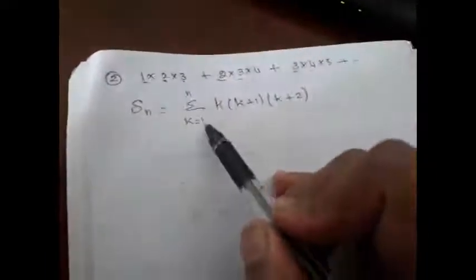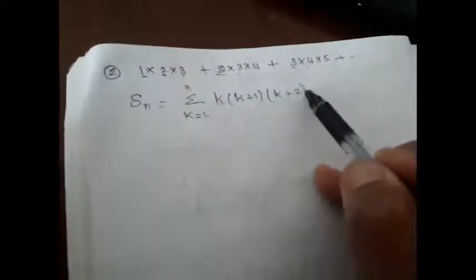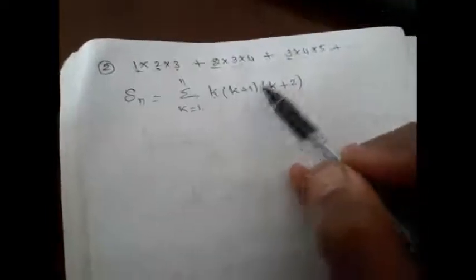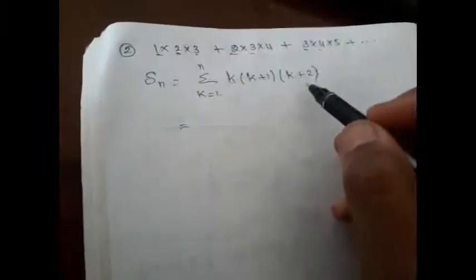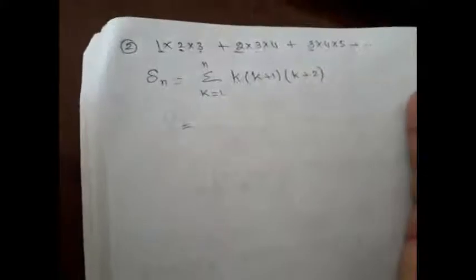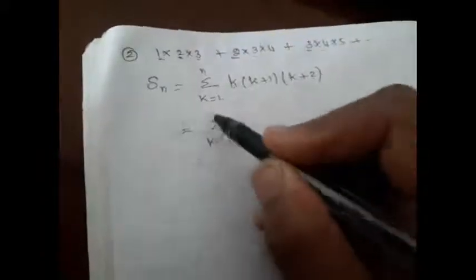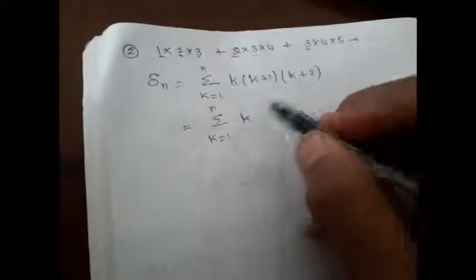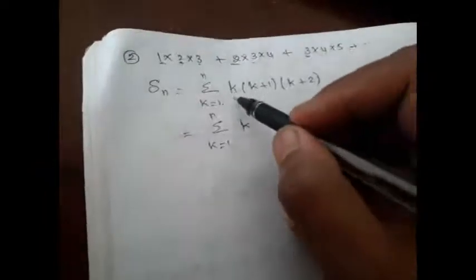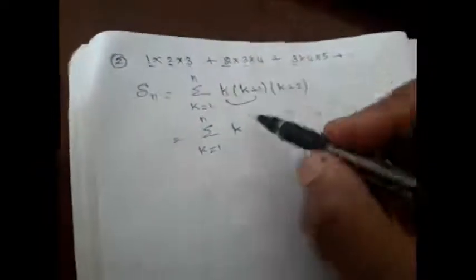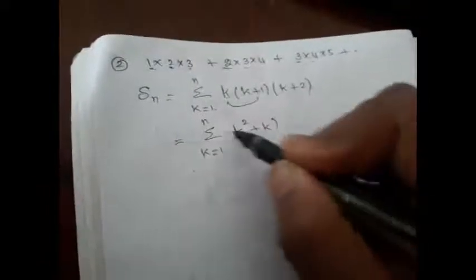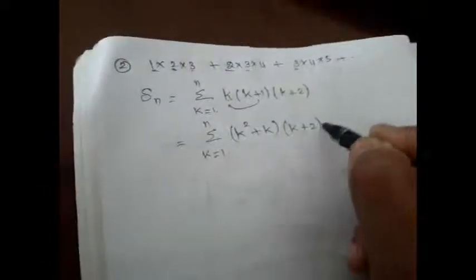Right? So if you put 1, you will get 1 into 2 into 3. If you put 2, you will get 2 into 3 into 4. Likewise it goes on. Now as we did in the previous problem, first multiply this and then segregate it to get your notation in terms of your known results. So summation k equals 1 to n. First I am going to multiply this with this, so k square plus k, into k plus 2.